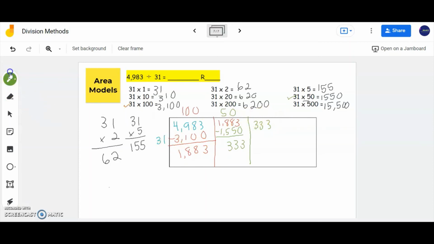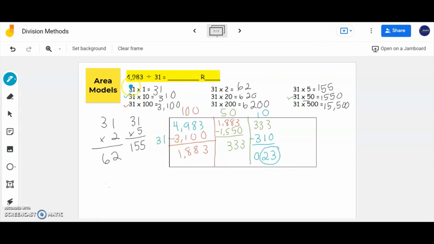31 times what number got me close to or exactly to 333? So I'm looking here at my chart and I see that 31 times 10 is 310. That's great. That's really close. So 31 times 10 is in fact 310. Now I'm going to subtract. 3 minus 0 is 3. 3 minus 1 is 2. And then 0. Now 23 is a pretty large remainder, but I know that is okay, and I know I'm finished because my remainder 23 is less than my divisor.